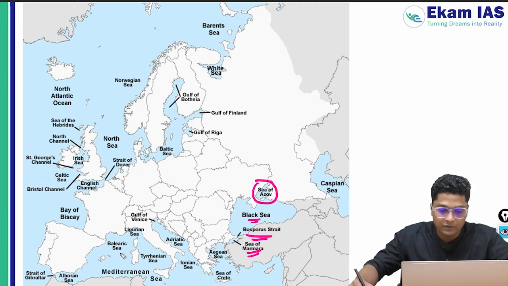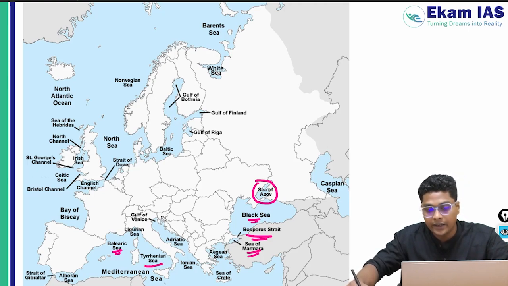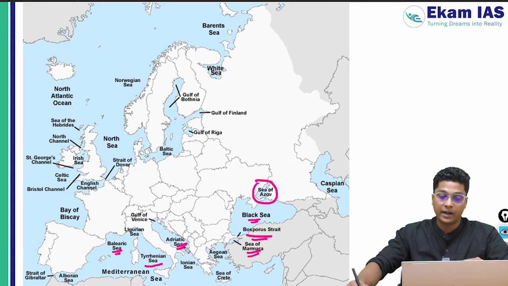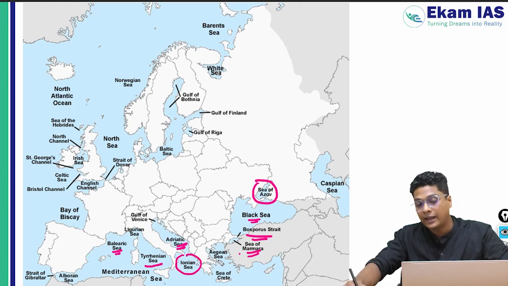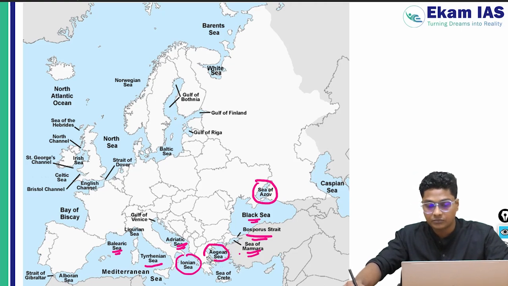Then here we have the Balearic Island and the Balearic Sea. Then here we have Italy and the Tyrrhenian Sea. And beside Italy, here we have the Balkan nations. Between Italy and the Balkan nations, we have the Adriatic Sea. And near Greece, bordering the Adriatic Sea, we have the Ionian Sea. Then between Turkey and Greece, we have the Aegean Sea, right?